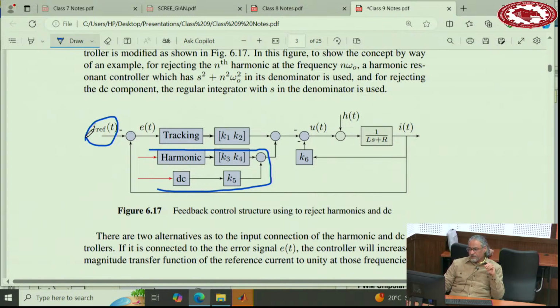Purely sinusoidal reference. And we would like our current to be sinusoidal. If the grid voltage has harmonic 5, this also should have harmonic 5, right? So it should generate harmonic 5 such that this current becomes sinusoidal without harmonic, right? And then this error will become, there you go.